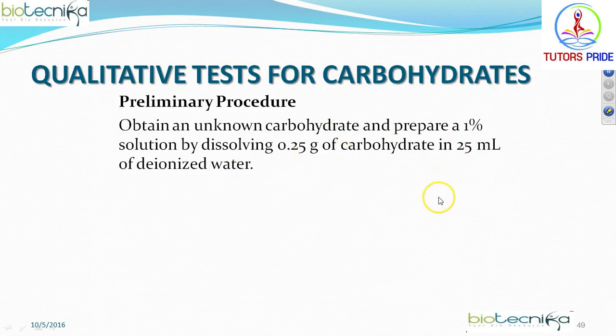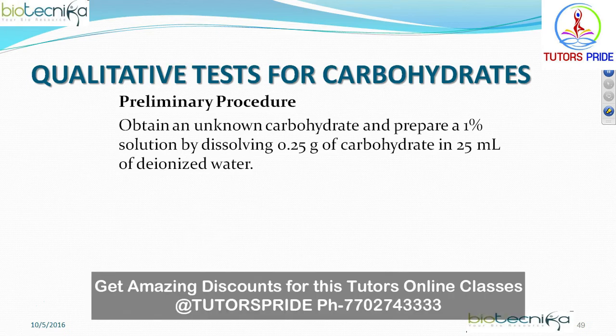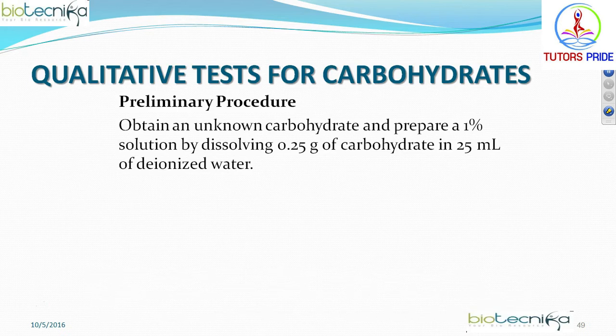Then we will see the qualitative tests for carbohydrates. As I told you, these are the different tests we do to find out the presence of carbohydrate. First, the preliminary procedures. Obtain an unknown carbohydrate and prepare a 1% solution. How to prepare a 1% solution? Take 1 gram of carbohydrate and make up to 100 ml with water. Or dissolve 0.25 gram of carbohydrate in 25 ml of deionized water, which is 1 gram in 100 ml.